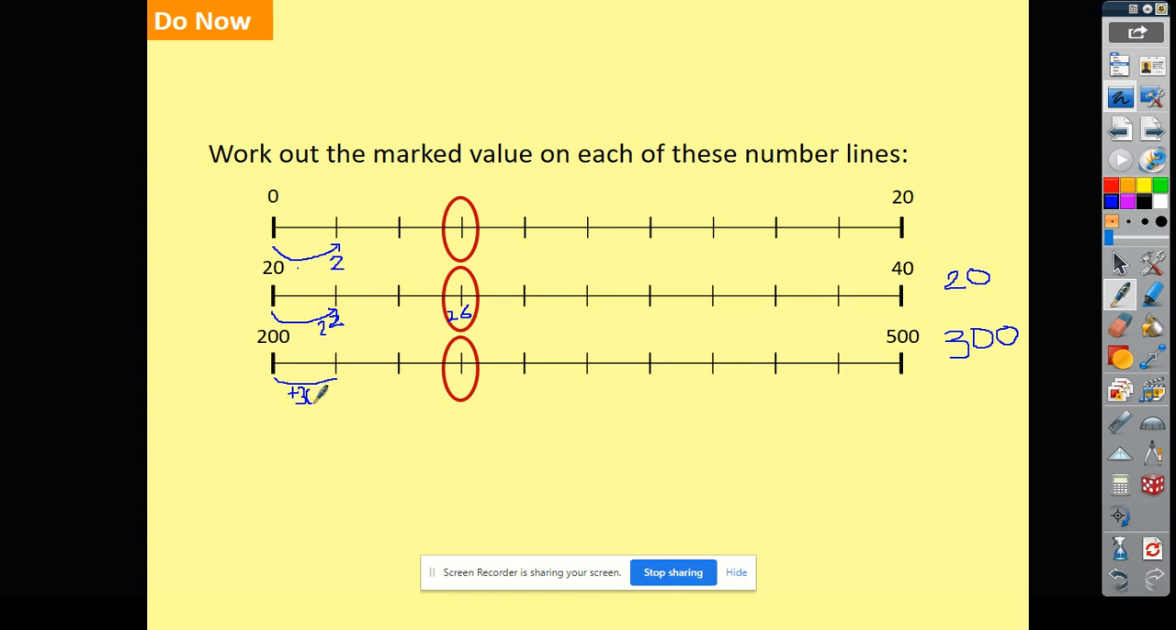Okay. So that means that this one here must be 230. That doesn't look like a 2, does it? So then we've got 200, 230. Another 30 will give us 260. That is going to be 290.